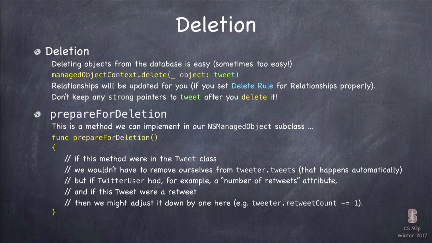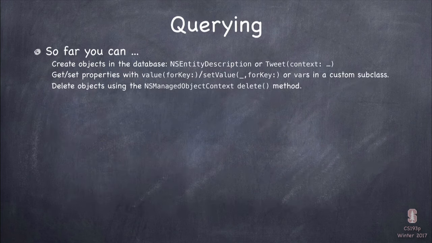So tweet, in its prepareForDeletion, says, oh, I'm about to be deleted. I better tell my Twitter user, because I'm a retweet, that he needs to decrement his retweet count. So you see why you would use prepareForDeletion? It's a way to kind of update other things in the database as you're leaving the database. All right, so that's it for deletion.